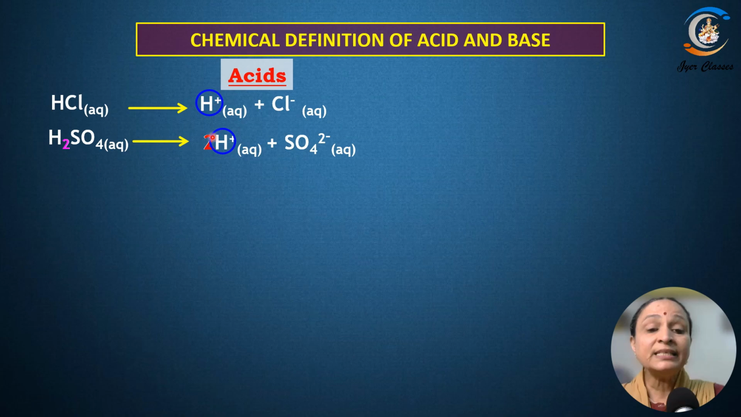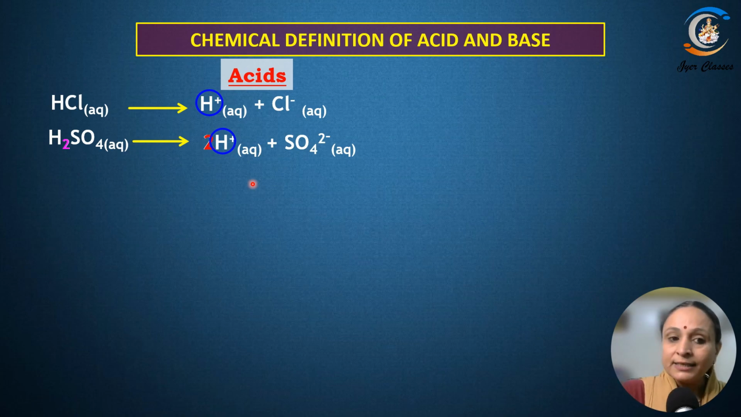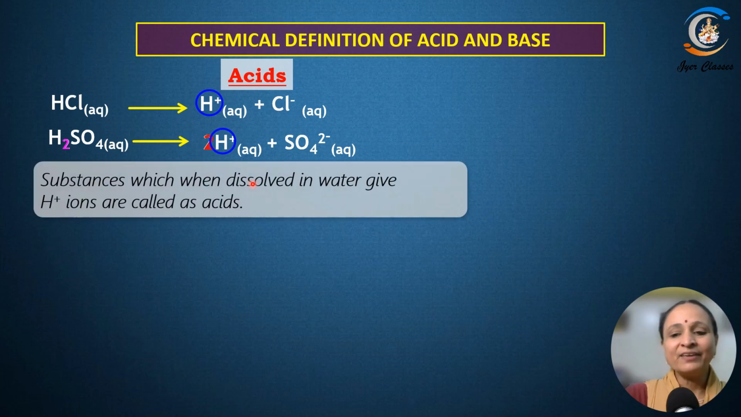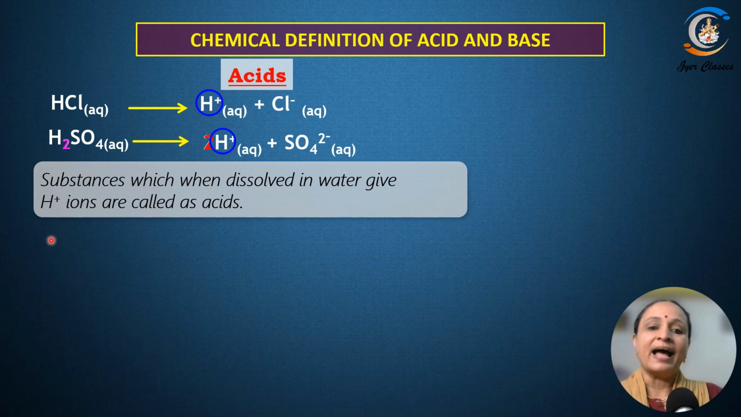Now, these H plus ions make the solution acidic. What makes an acid? Any solution, if it has H plus ions in it, is termed an acid. Okay, everyone understand that if a solution has H plus ions, you should understand that it is an acid. The substance which, when dissolved in water, gives H plus ions is called an acid.